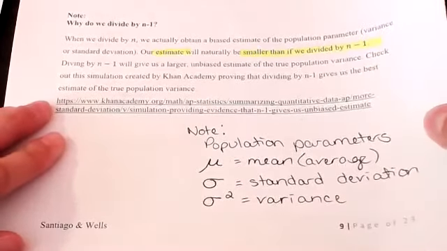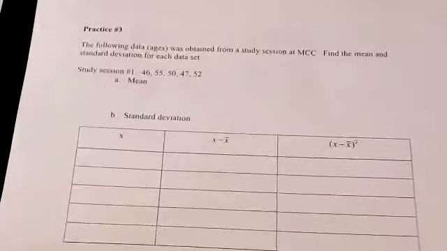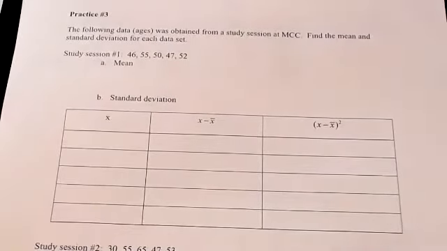Excellent. Let's turn the page. All right, we are going to actually calculate the standard deviation by hand. Notice that I've got small sets here because otherwise it would take forever and I don't want to do that. Okay, so the following data ages was obtained from a study session at MCC. Find the mean and standard deviation for each data set. We're going to start by calculating the mean. Go ahead and punch this into your calculators, everyone.